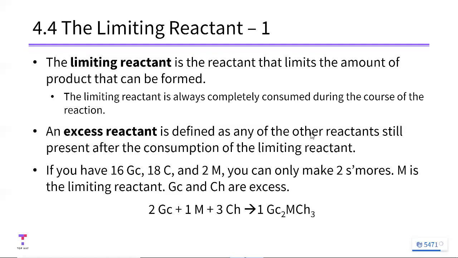So if we come back to the example that we started with in stoichiometry, the idea of s'mores, well, if I have 16 graham crackers and 18 chocolates and 2 marshmallows, I can only make 2 s'mores out of those ingredients. As soon as I use up the marshmallows, it doesn't matter how much graham cracker and chocolate I have, the end result is that I don't have the marshmallows, so I don't have a s'more. In that example, marshmallow is the limiting reactant. It's the thing that runs out. The other things, the graham crackers and chocolate, those are in excess. Those are left over.